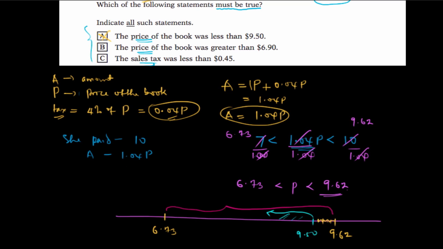Then we go to the next one. The price of the book was greater than 6.9. Again, you can't say the price of the book will be greater than 6.9, because 6.9 is going to be somewhere here, 6.90. What we are told is the price of the book can be anywhere between 6.73 and 9.62. So there is nothing for you to draw a conclusion that the price of the book must be greater than 6.9. What are you going to do with the spaces that are left here? Because this place also lies in a range where the price could fall. So that implies that this statement is not true. So let's go to the last one.